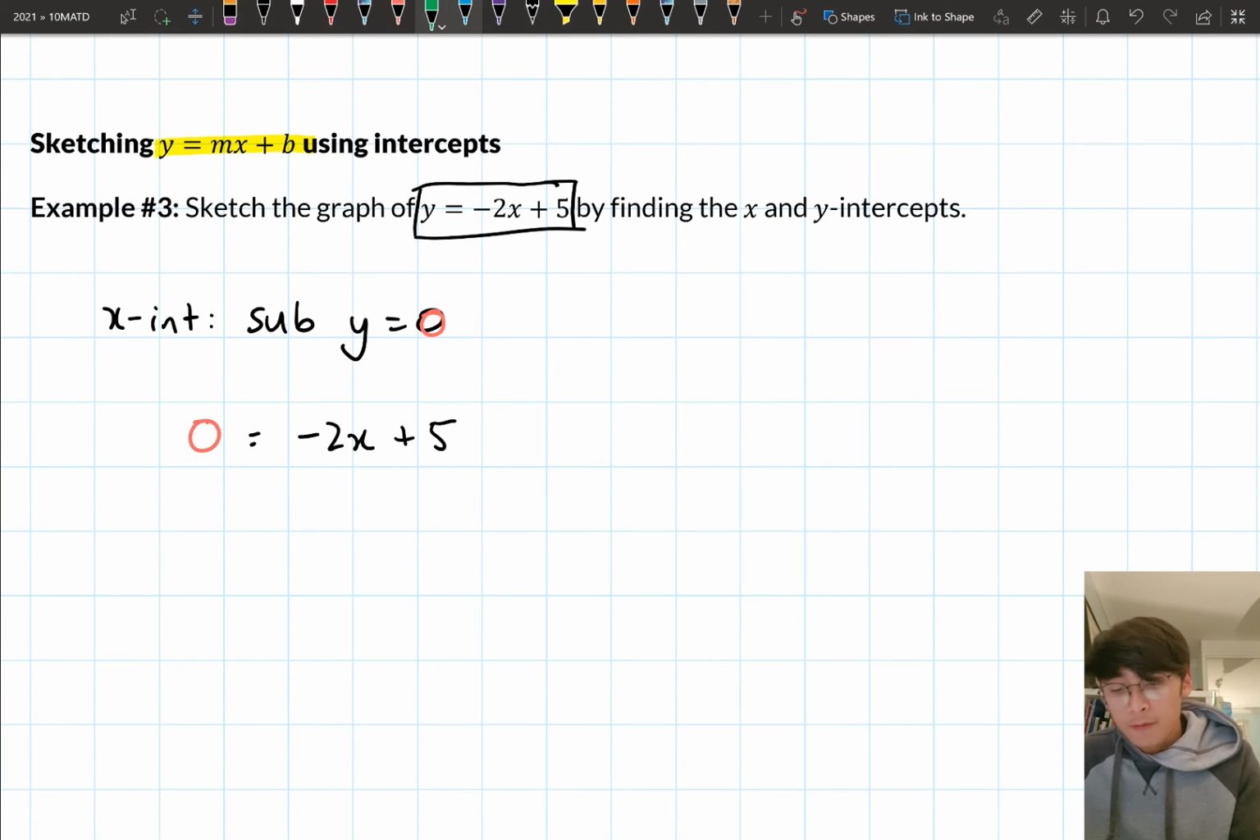Now, just like we did in the first example that we did today, we're going to move that negative 2x over to the other side. I don't like the negative sign, so I'm going to move it to the other side. And when we move a negative over, it becomes a positive. So we've got 2x is equal to 5.